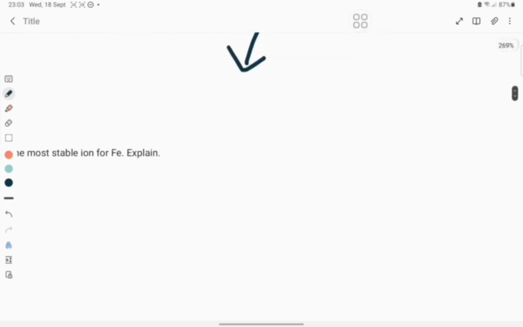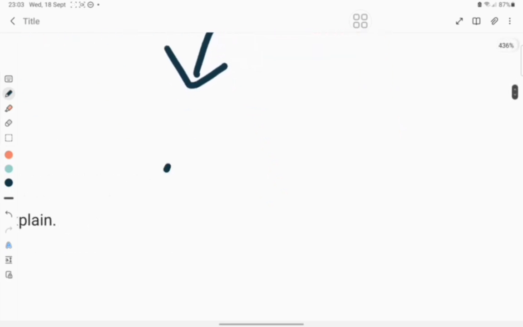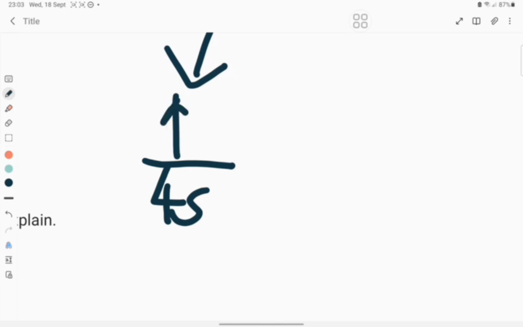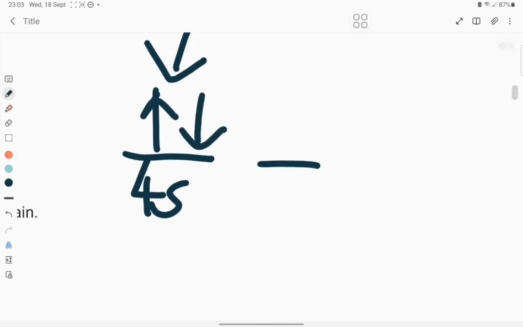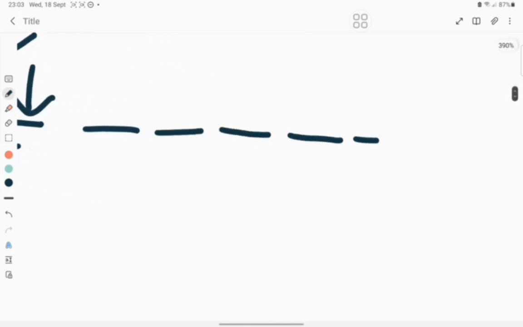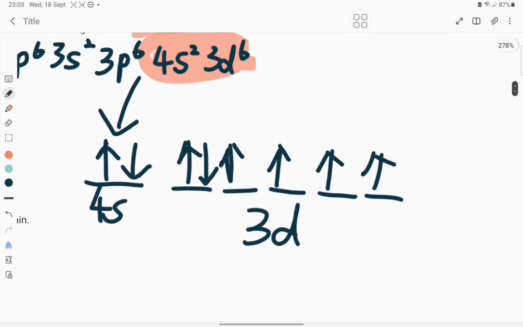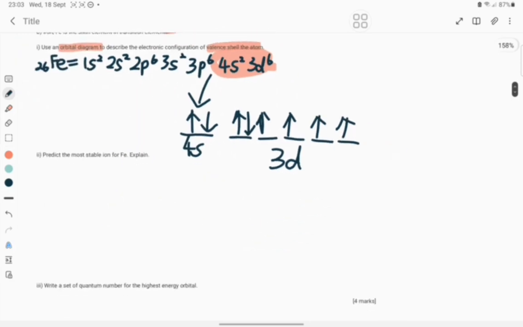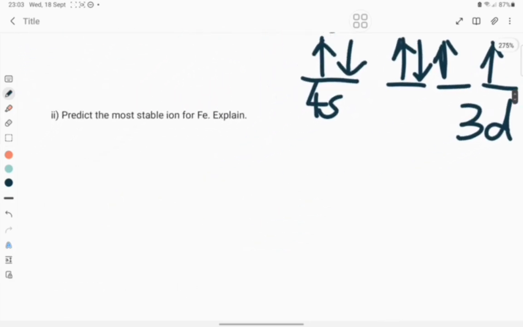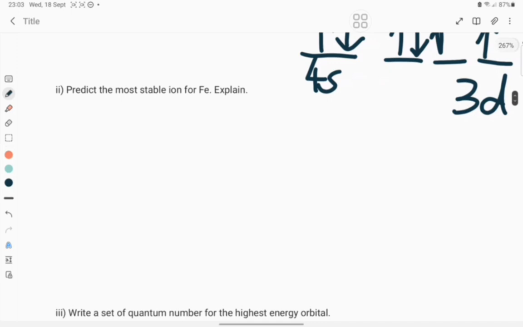Just draw. Okay, 4s, 1. 2, 3d. Okay, so 3d has 6: 1, 2, 3, 4, 5, and 6. Okay, yeah, so this is the answer. Second question, predict the most stable ion for Fe.